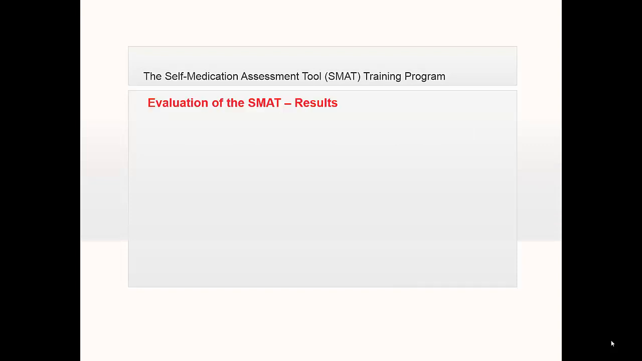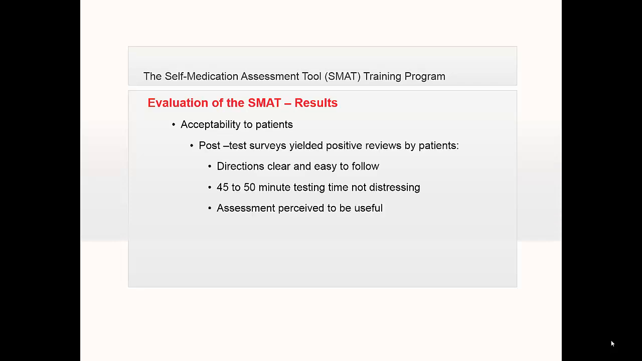The evaluation of the SMAT indicates the following. Post-test surveys yielded positive reviews by patients. For example, patients found that the directions were clear and easy to follow, and that the 45-minute testing time was not distressing. Patients also perceived the SMAT to be useful.